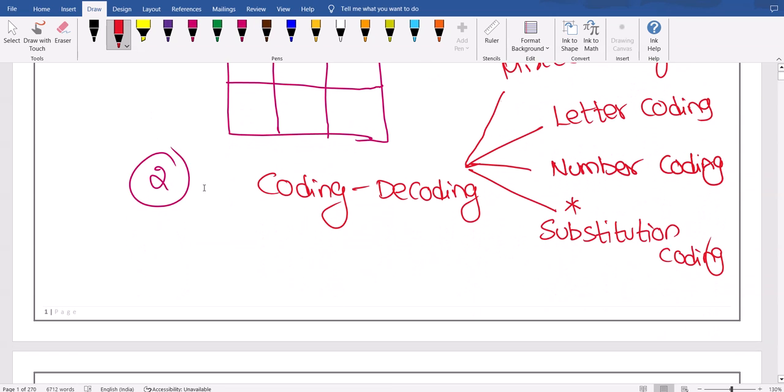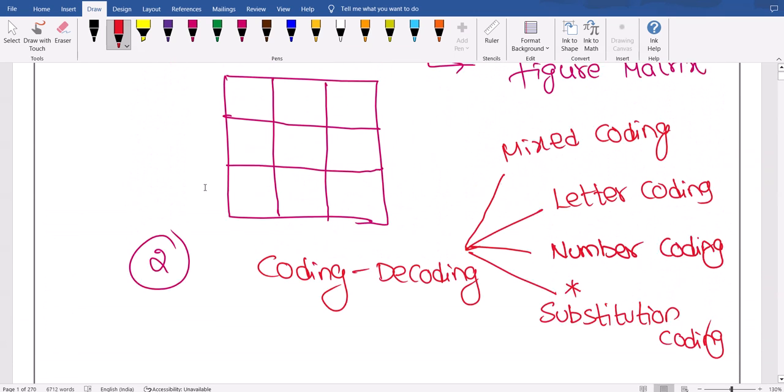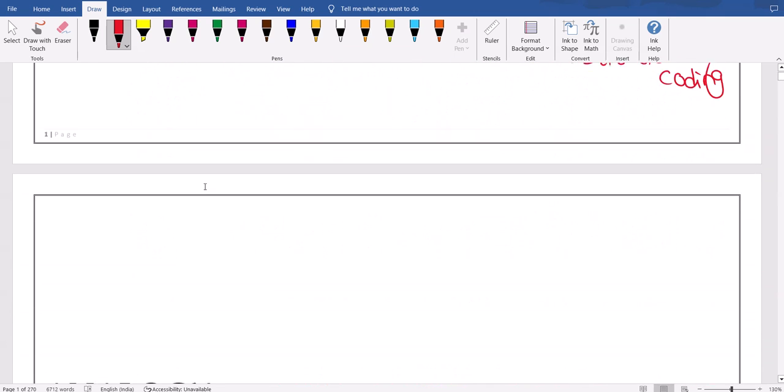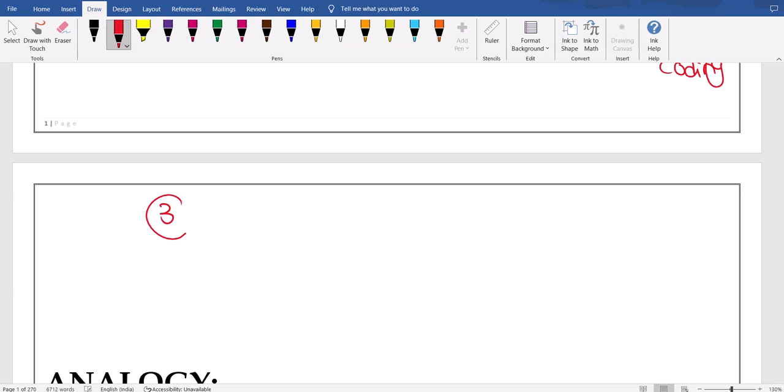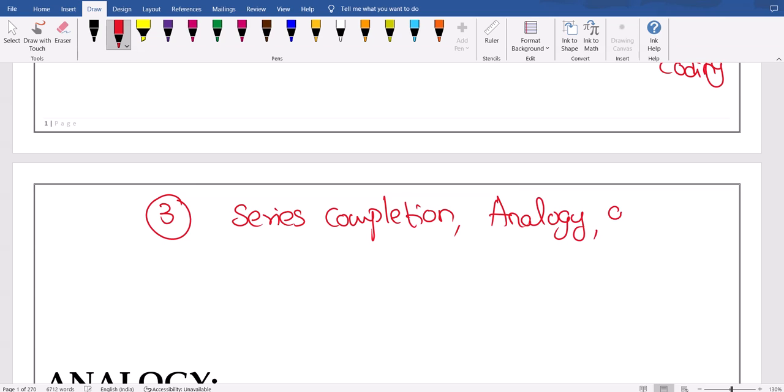Next one is series completion. Coding and decoding, image-based questions, fine. Series completion and analogy. Series completion, analogy, odd one out. And this is the section where you can save more and more time.